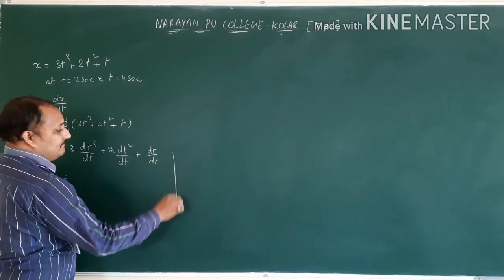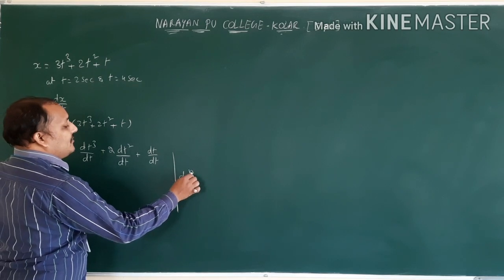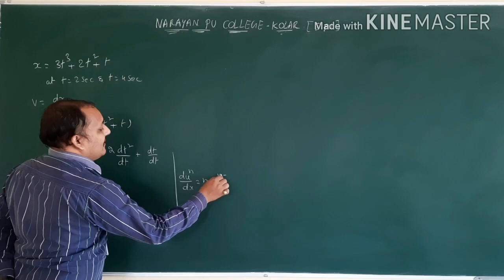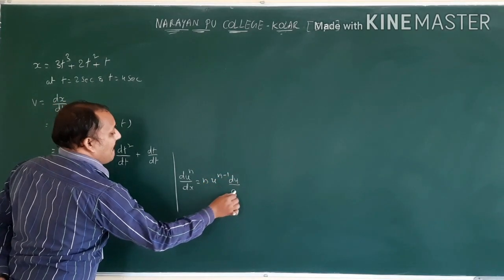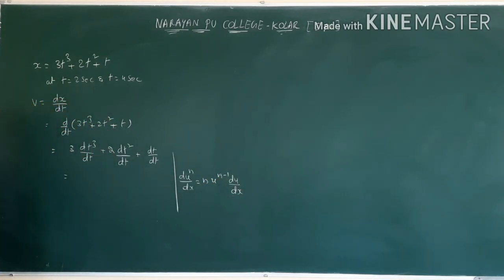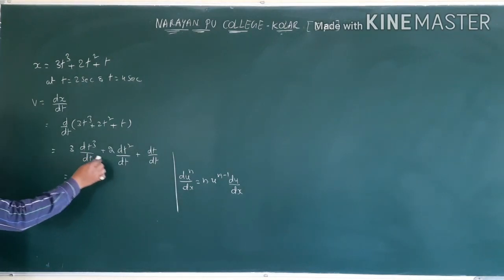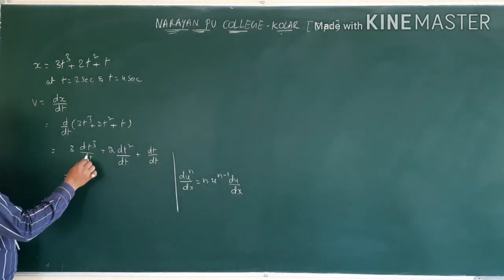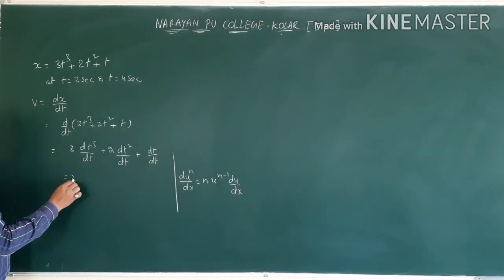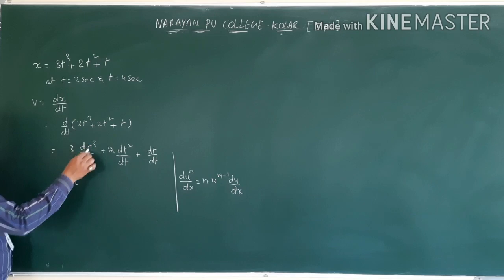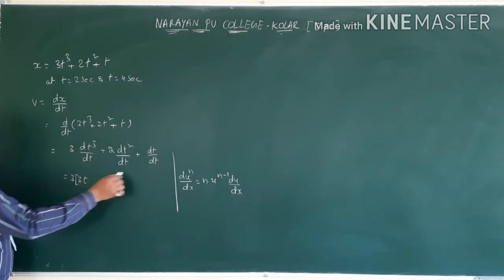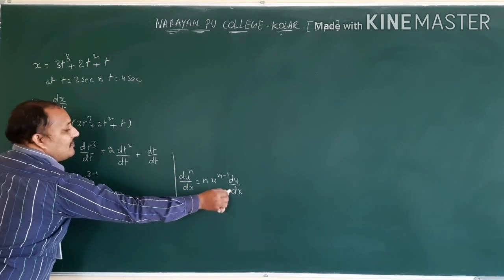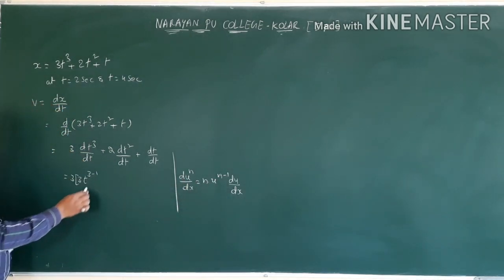Which formula? Derivative of u power n with respect to x is equal to n into u power n minus 1 du by dx. Isn't it? Same formula. But in place of u here, t is there. In place of n here, 3 is there. Okay, here t will be same. Therefore, this 3 I am writing here: n into 3 into u, in place of u, t is there, 3 minus 1, du by dx. dt by dt I am not writing.